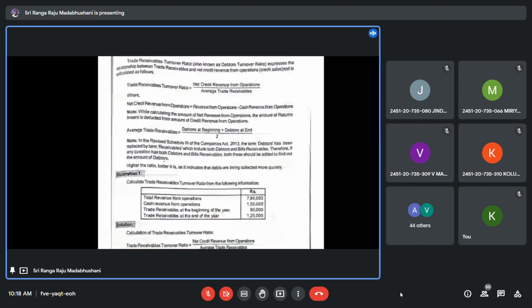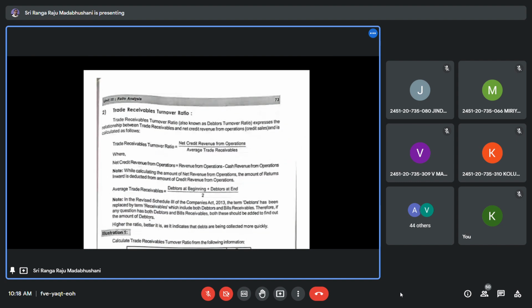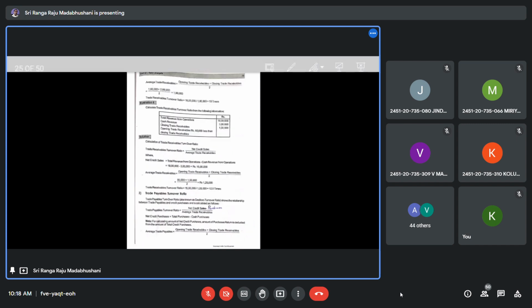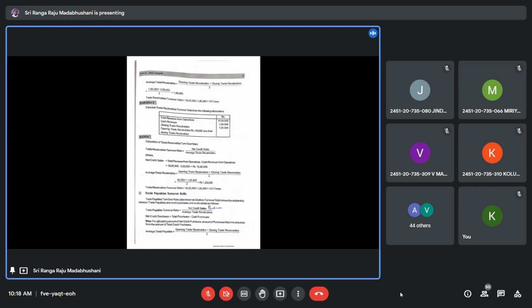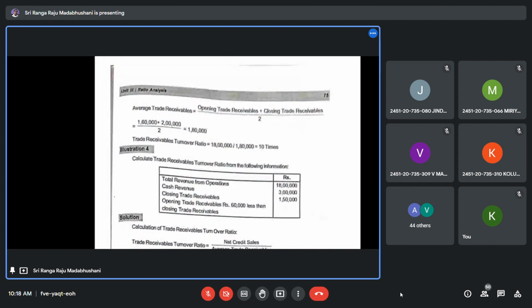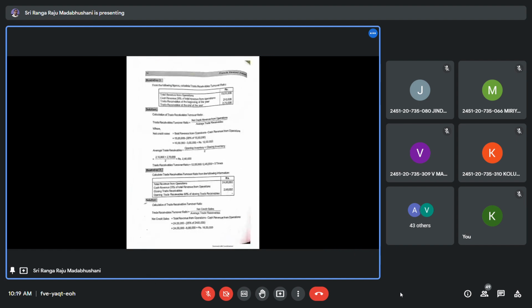So by this we completed inventory turnover ratio. Still 10 minutes is there. We will see this one also. All these are very simple, easiest. So in case of now debtors receivable ratio.